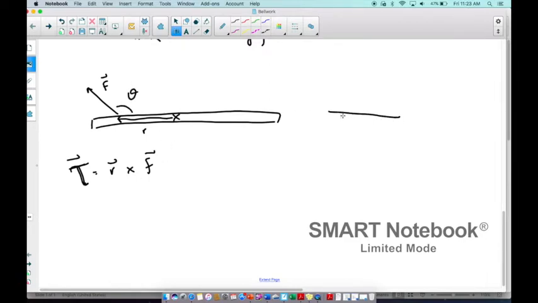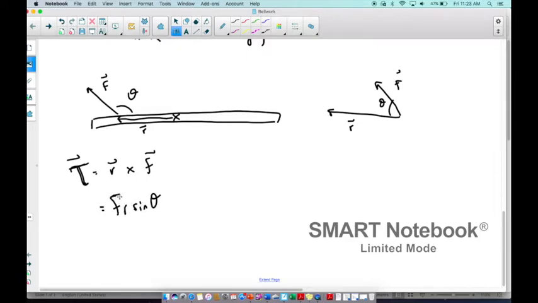I could also now draw them tail to tail. Here's my r vector. Here's the force vector. I've drawn them tail to tail. Here's the angle between them. So that, of course, ends up becoming FR sine theta.